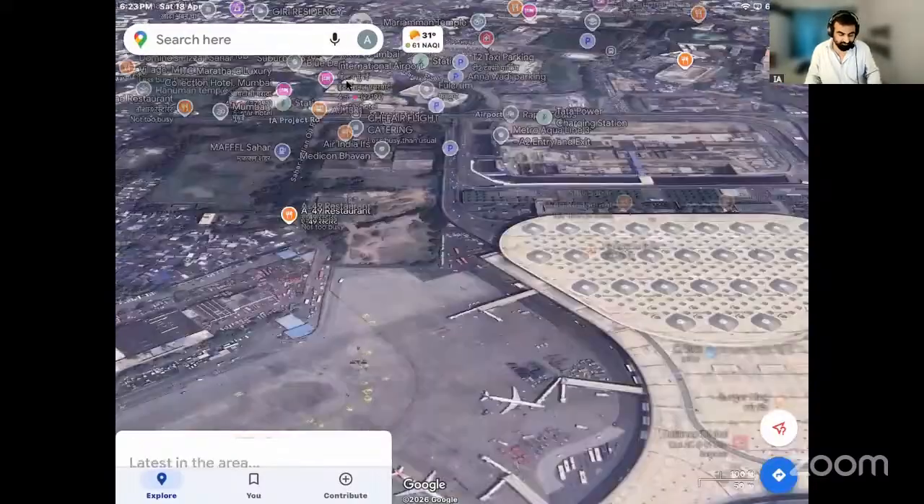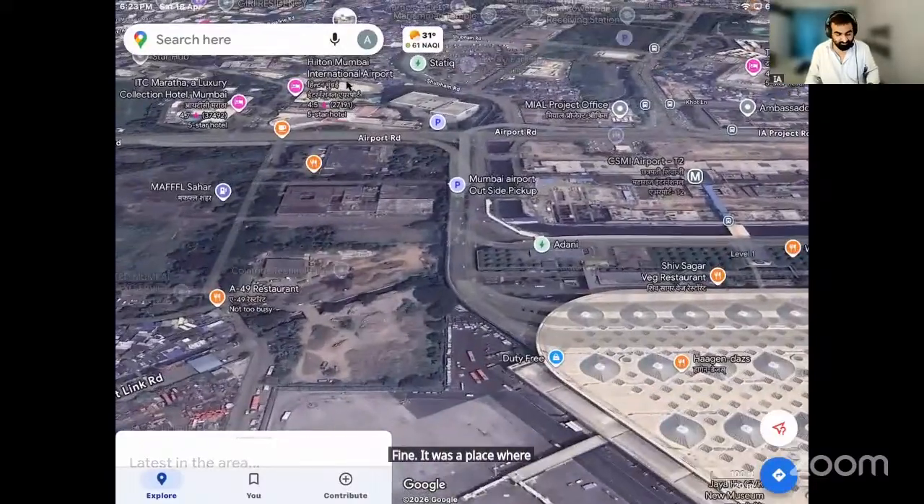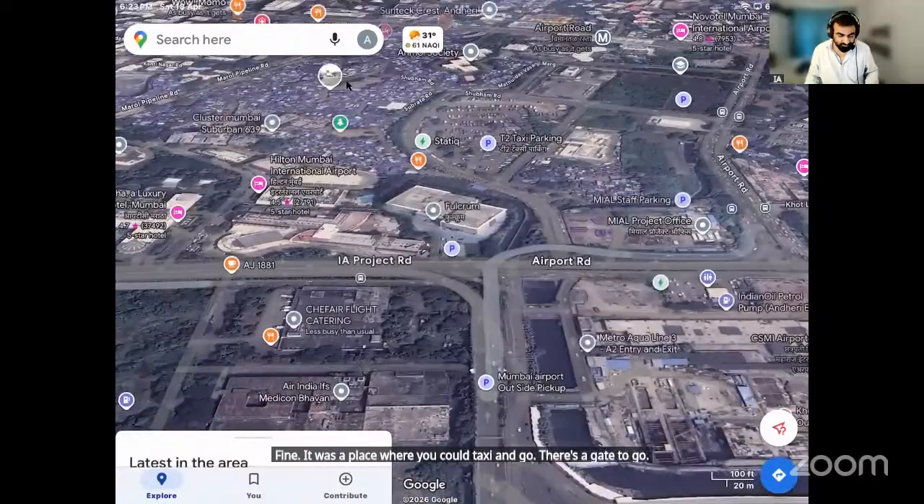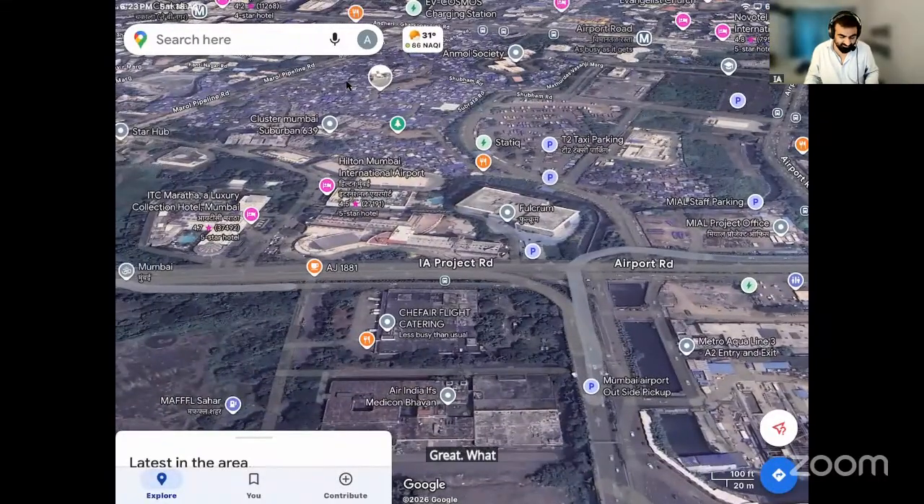Fine. It was a place where you could taxi and go. There's a gate to go. Great. What are your other doubts? Please tell me.